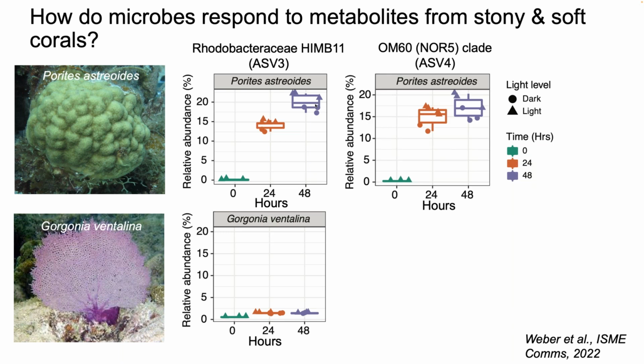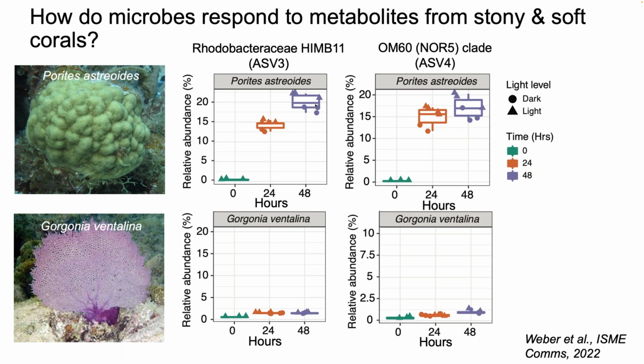OM60 or NOR5 clade, this is a typical clade of marine bacteria. We saw a similar response to HIMB11. You give it Porites astreoides exudates and it grows like gangbusters. Again, 15 to 20% of the community there after 48 hours. And we saw a similar response in Gorgonia ventalina, where just a small percentage of those cells were able to grow in response to those exudates.